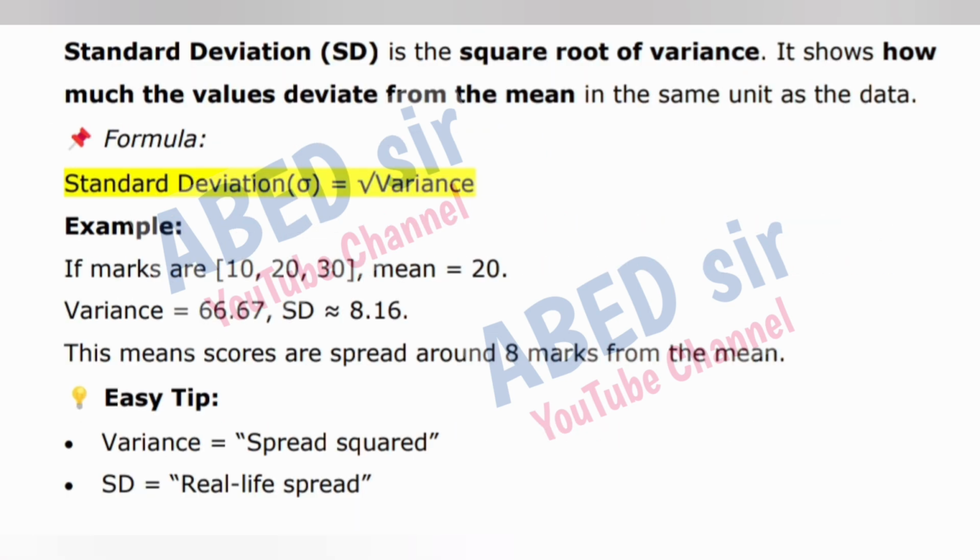Standard deviation, SD, is the square root of variance. It shows how much the values deviate from the mean in the same unit as the data. Formula: standard deviation, sigma, is equal to the square root of variance. Example: if marks are 10, 20, 30, the mean is 20. Variance is 66.67, SD is 8.16. This means scores are spread around 8 marks from the mean. Easy tip: variance is spread squared. SD is real-life spread.